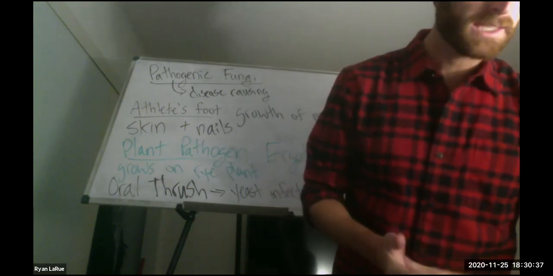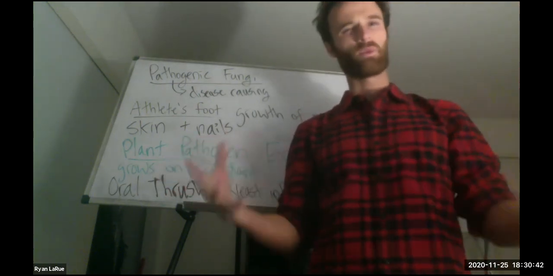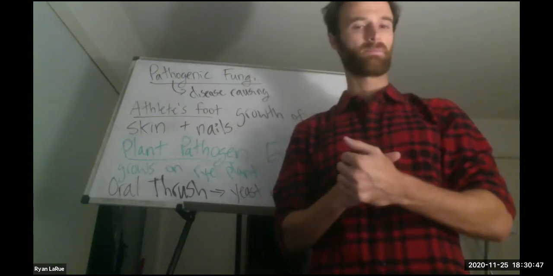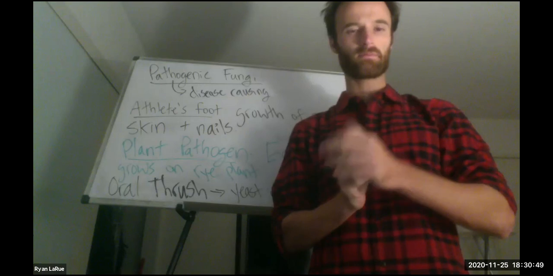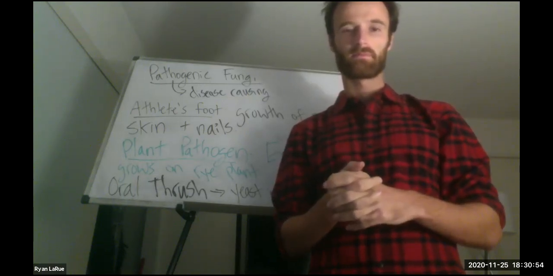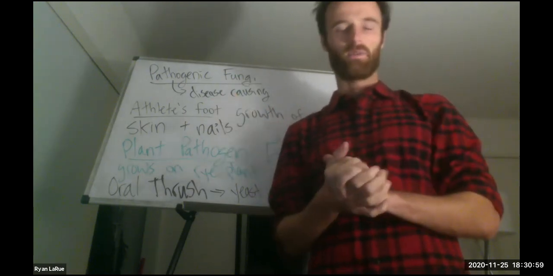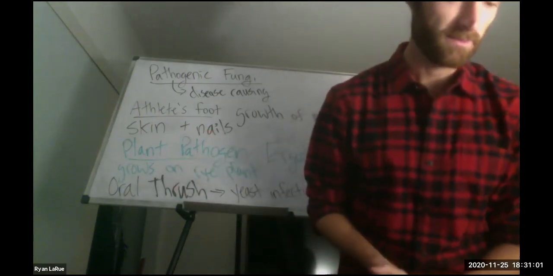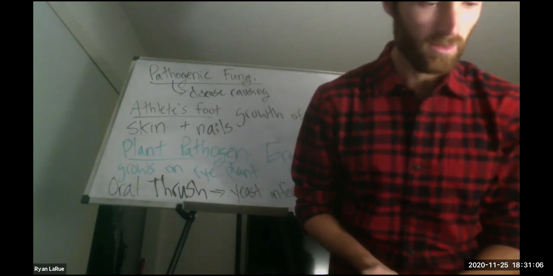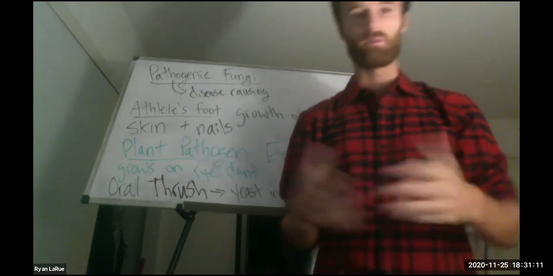The first eukaryotic cells to evolve are classified in kingdom what? What group of organisms were the first eukaryotes? Our ancient ancestors. Yeah, the protists, kingdom Protista, absolutely. Nice.